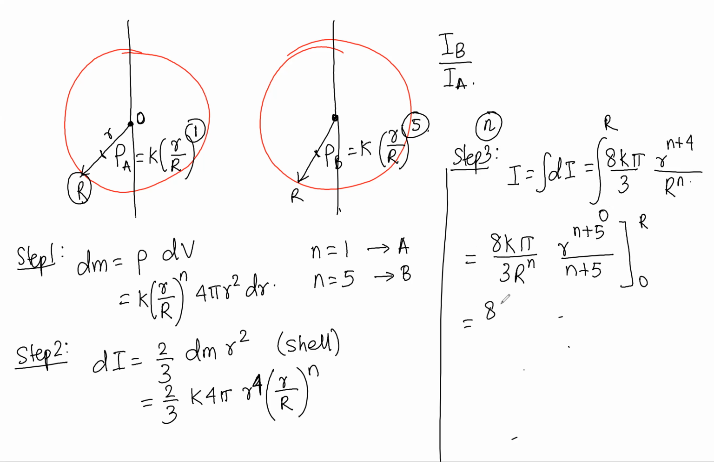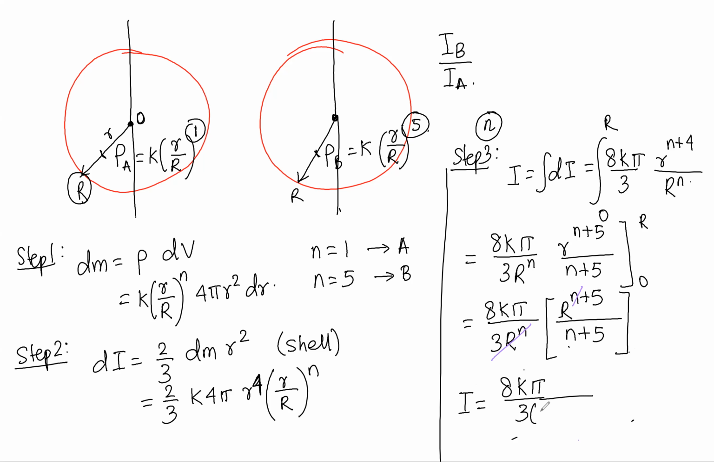So you will get 8k pi divided by 3R to the power n. If you put 0, you'll get nothing. But if you put R, you'll get R to the power n plus 5 divided by n plus 5. You already have R to the power n, so you can cancel the R to the power n and you will only remove the n from the numerator over there. So your answer over here, the moment of inertia, is equal to 8k pi by 3 into n plus 5. All of these are constant terms into R to the power 5. This value is common for A. It is also common for B.